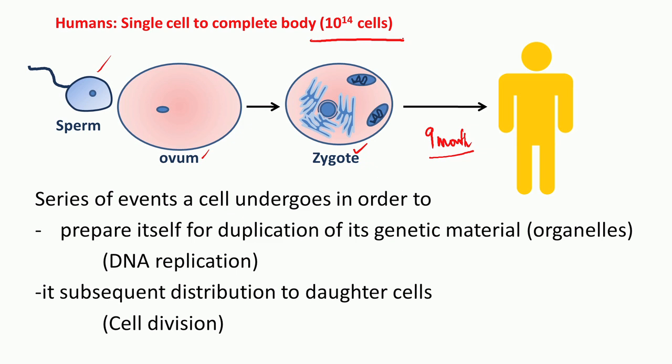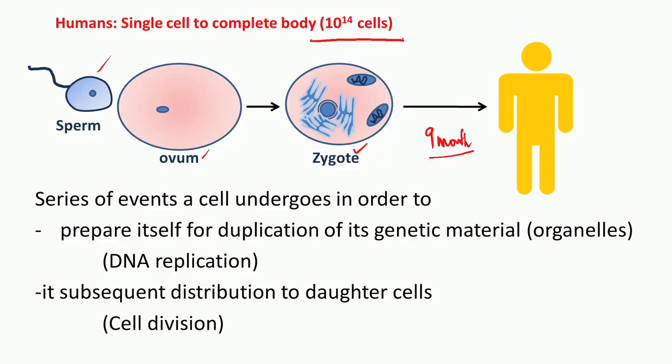This is possible because every living cell has one basic function to do, and that is to replicate its DNA and then pass it on to the daughter cells. So, cell cycle basically talks about how a cell prepares itself to duplicate its DNA and then to divide into two daughter cells. This is something very interesting.